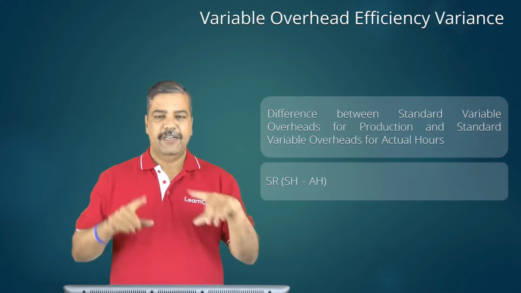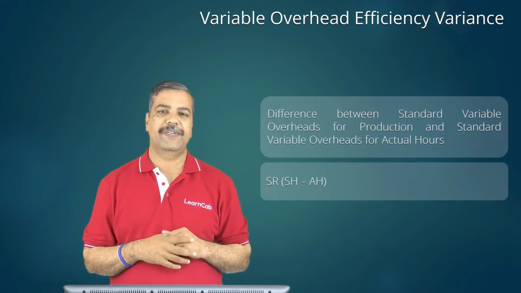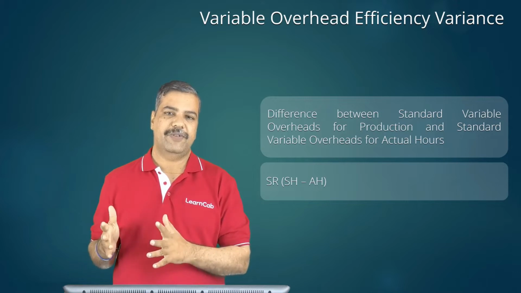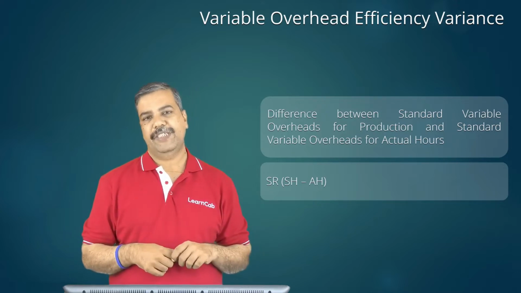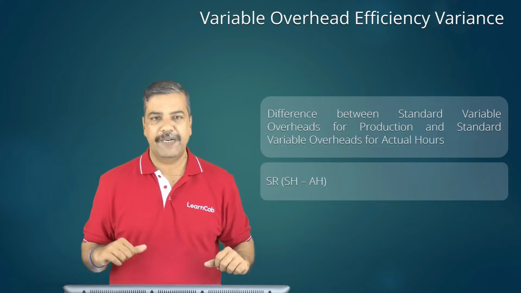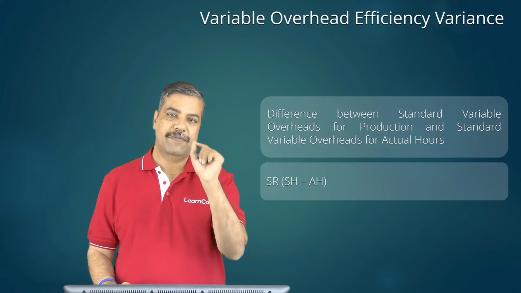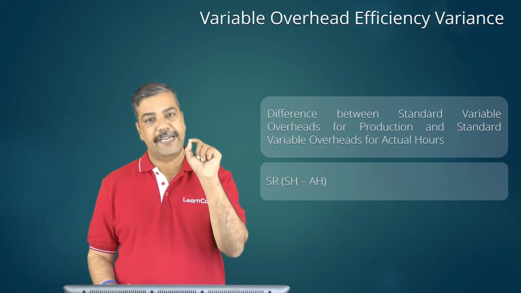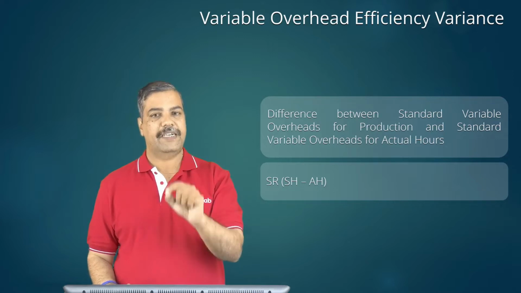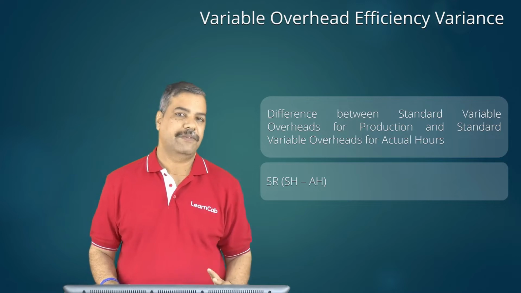So standard rate, open the bracket, net of your hours. What is the net of your hours? Standard hours minus actual hours. Why did I take hours? Because I am measuring efficiency. Efficiency will not be in terms of rupees here; efficiency will be in terms of hours. How many hours did I utilize? How many hours of capacity did I use? So what have I saved or extra consumed? That is what efficiency means here.